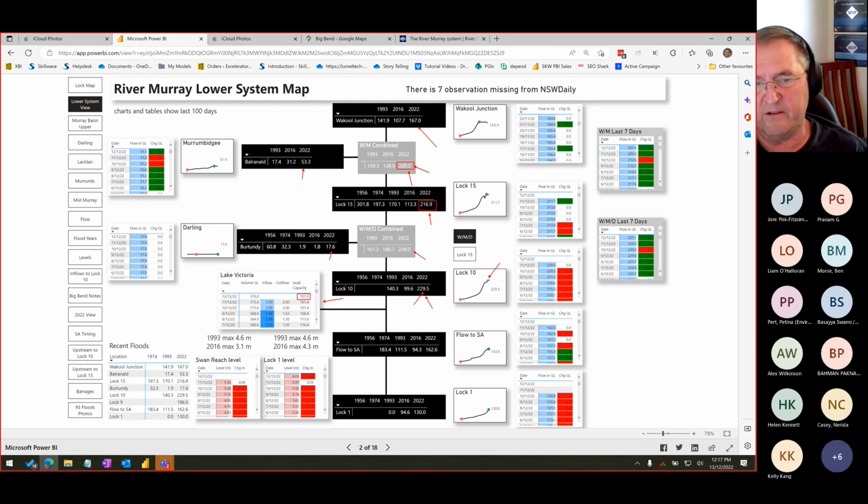So if they take 5 gigalitres a day off of the peak, divert it into Lake Victoria, they can last for 20 days. And if I go back here, you'll notice that there's 30 days worth of water coming down. So I'm not sure that that's even going to be enough to make a difference.